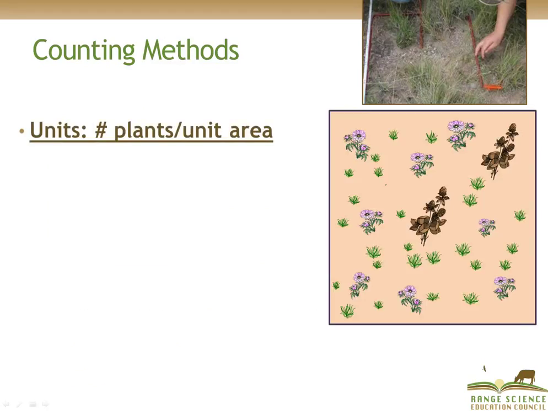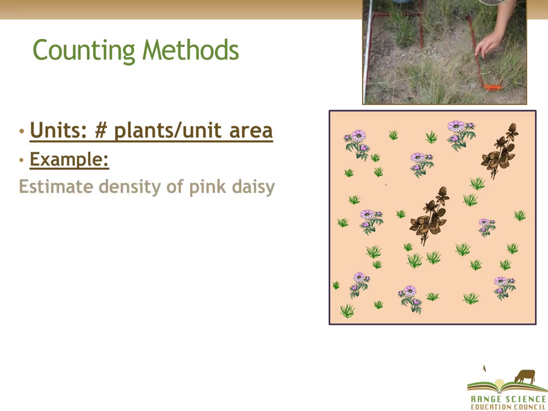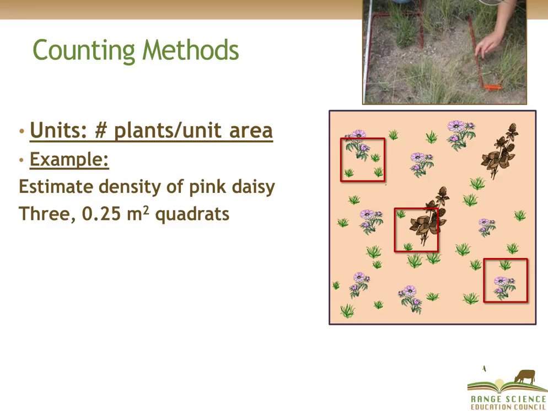Now let's look at the basic calculation of density using a counting method. The units for density are the number of plants per unit area, and we're going to look at an example where we want to estimate the density of the pink daisy in this schematic diagram here. We're going to use 3 1/4 meter squared quadrats that are randomly located, and you can see by their placement that 2 of the quadrats have 1 daisy in them, and 1 of the quadrats, the center one, does not have any daisies. So the counts per quadrat are 1, 0, and 1.